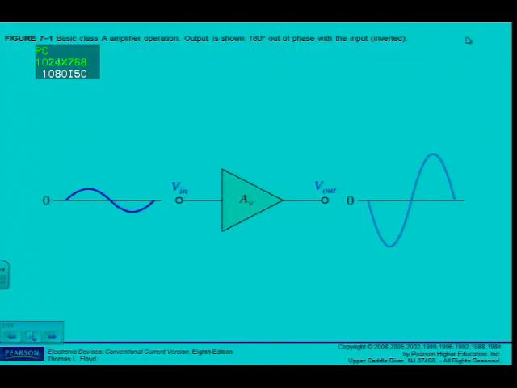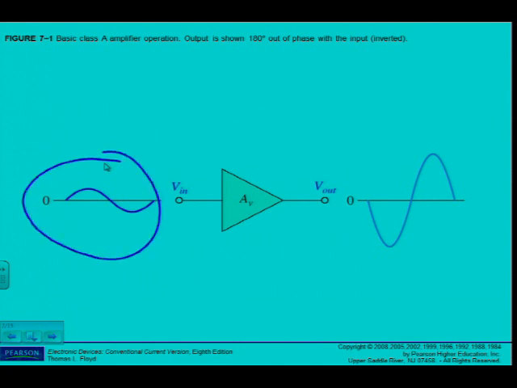Okay, but if we go and look at figure 7.1 quickly, there's the symbol for an amplifier, Class A operation. And see my input signal and my amplified output signal, a replica of the input, only that it is 180 degrees out of phase, as we've seen mostly with the common emitter amplifier, the one that you're also going to build in the lab. Alright, so linear operation.